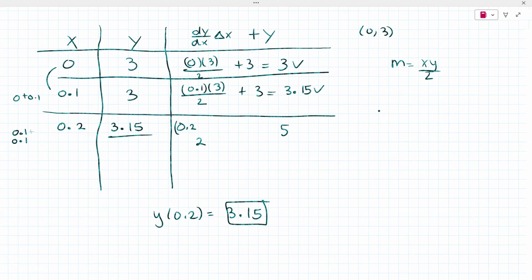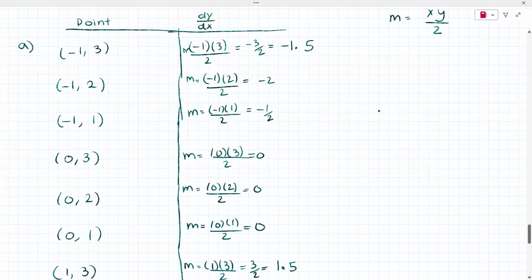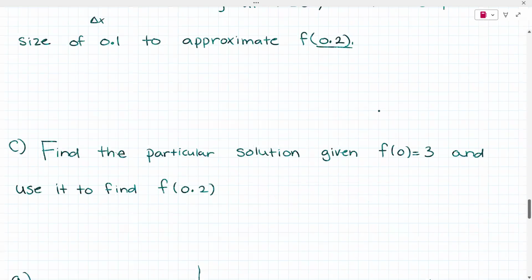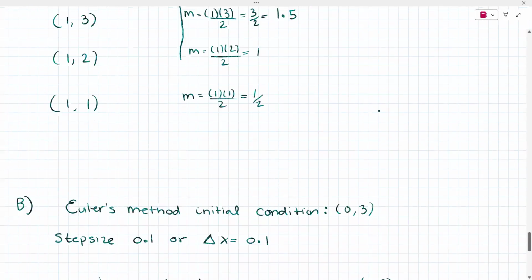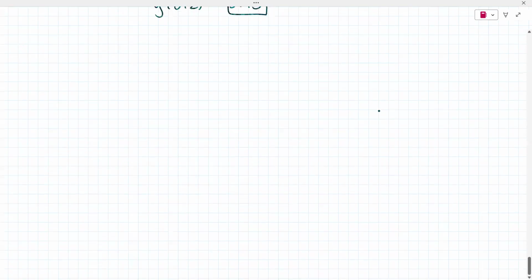Okay, now let's do part C. Part C says, find the particular solution given that f of 0 equals 3, or when x is 0 and y is 3. Use it to find f of 0.2. So let's do part C. What we have to do is first separate and integrate, right?